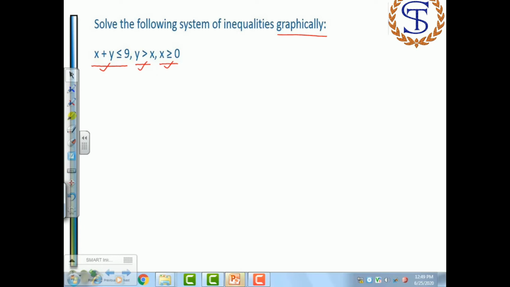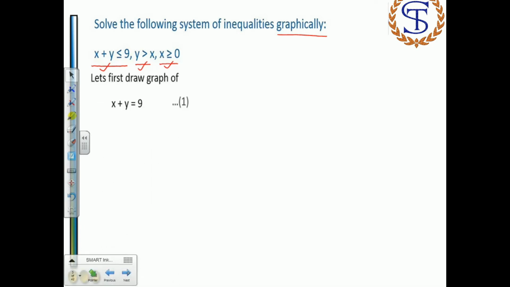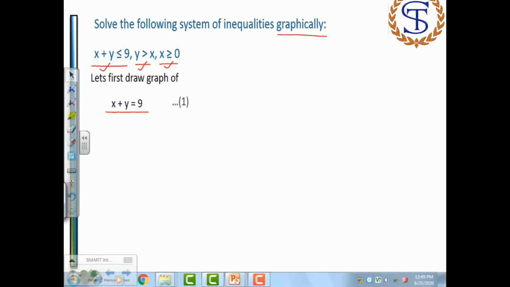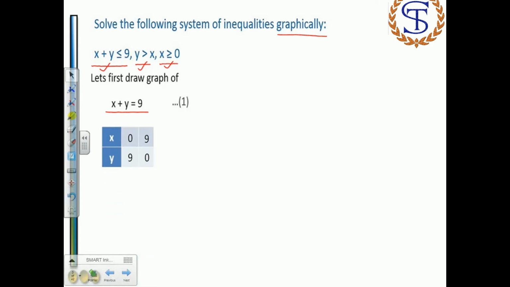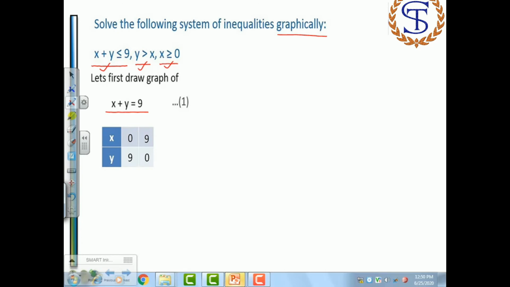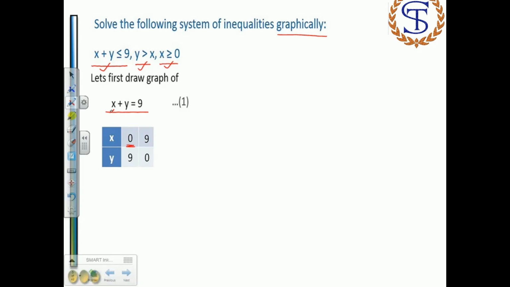So let's see. First of all, we have to draw the graph of x plus y equals 9, in the same way as we learned to draw the graph of a linear equation in class 10th. Simple, here we have the table. If we put x equal to 0, we get y equal to 9. In the same way, if we put y equal to 0, it gives us x equals 9. Now plot these two coordinates on a graph paper to get the graph of x plus y equals 9.